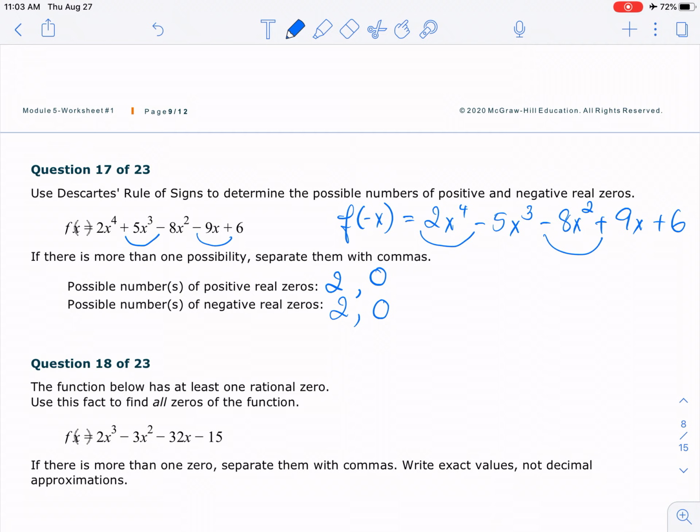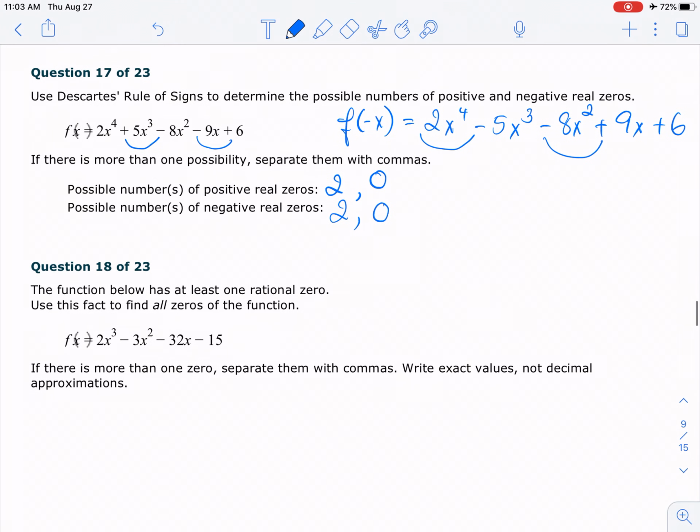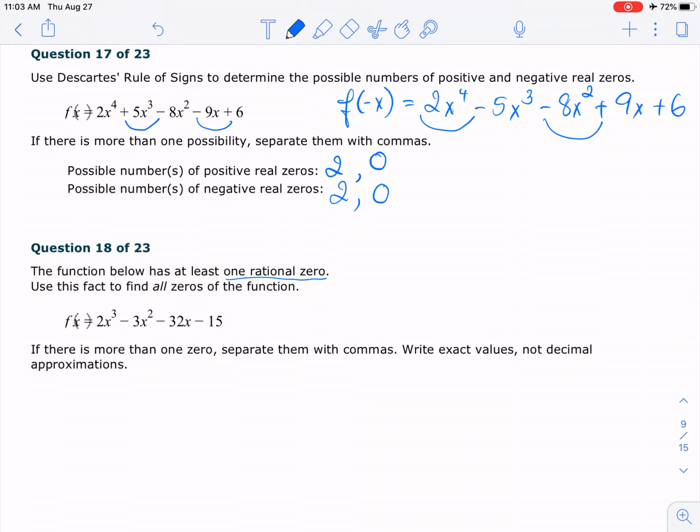All right, moving on to number 18. For number 18, we know that it has at least one rational zero. So you can use the rational zero theorem to guess that number. You see right here, we have negative 15 for a naught and 2 for a n. 15 is a big number because the factors of 15 are plus and minus 1, plus and minus 3, plus and minus 5, and plus and minus 15.